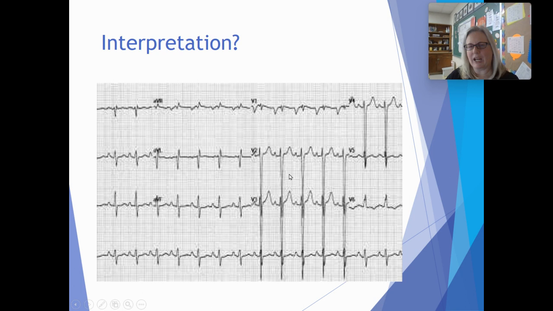I don't see any other changes. There is a small little change here in V6, but it's non-diagnostic again. The T waves are not peaked enough to be considered peaked. They're not more than 2 boxes high, so those are not peaked Ts. Only thing I see really is LVH. Did you get that? Awesome.